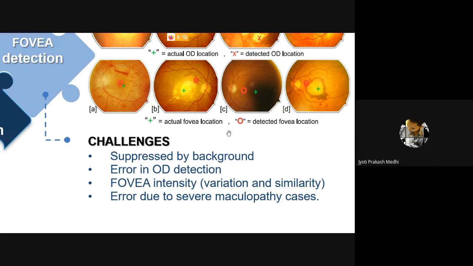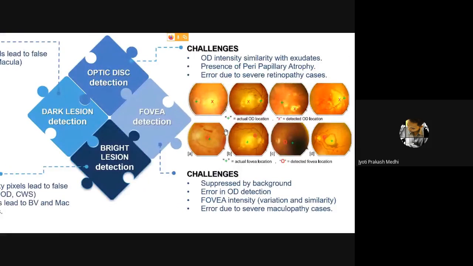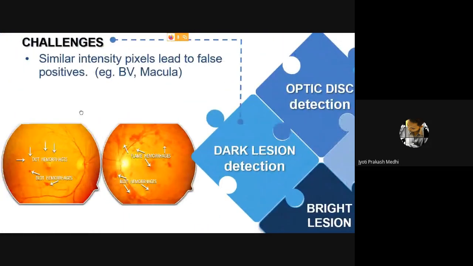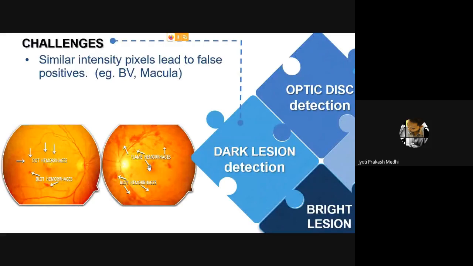So by simply using intensity algorithms, we cannot identify the lesion if it is affected by the abnormalities. Next is the identification of dark lesions. Here, as you can see, dark intensity regions have similar intensities to the fovea and blood vessels. So blood vessels and the macula or fovea region hamper the detection of these dark regions or dark lesions.